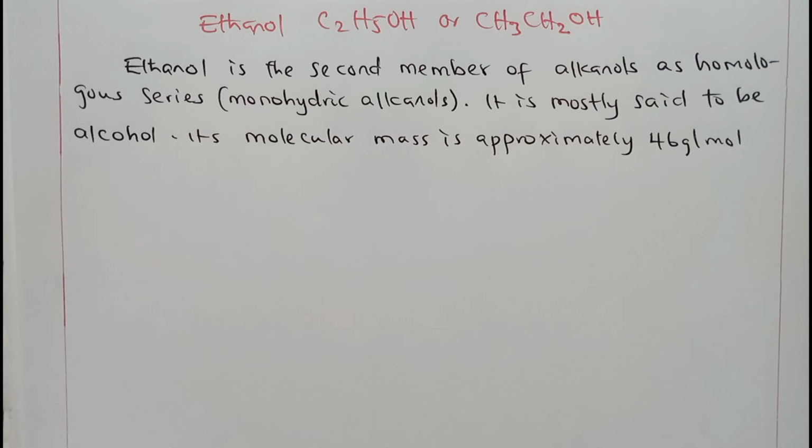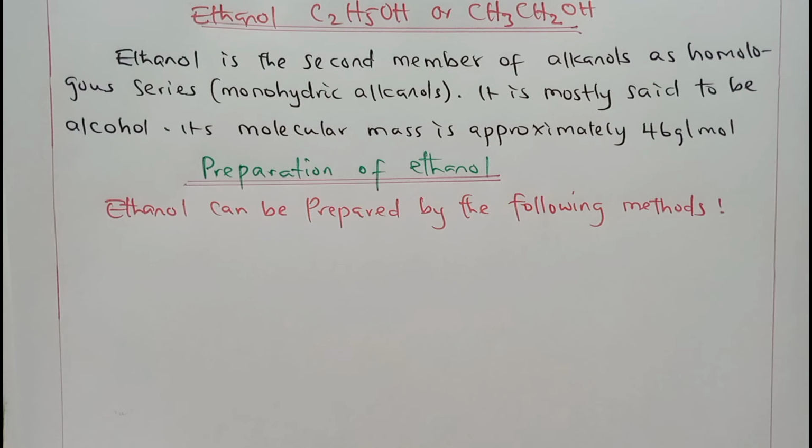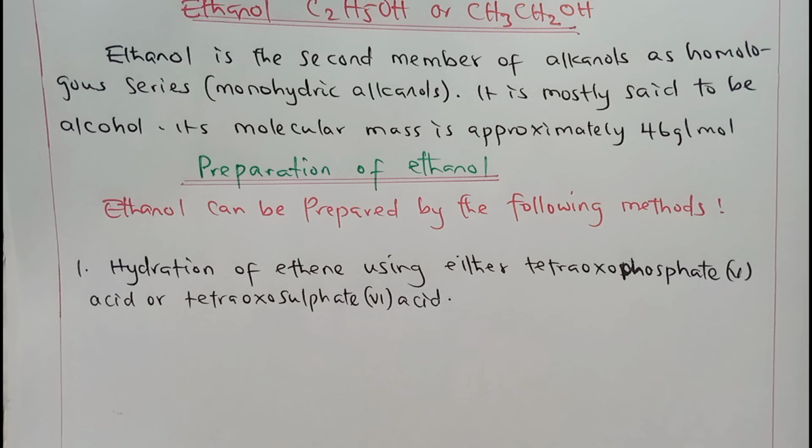Ethanol is the second member of monohydric alkanols as homologous series. It is mostly said to be alcohol. Its molecular mass is approximately 46 gram per mole. We can prepare ethanol by the following method. Hydration of ethane. We do this by using either tetraoxophosphate 5 acid, or we use tetraoxosulfate 6 acid. This is how the reaction looks like.